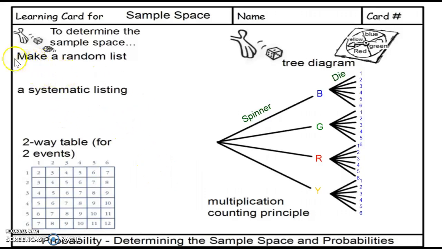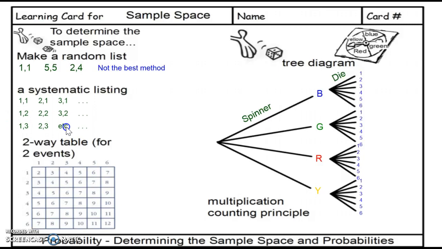So one way that you could do this is you could just make a random list. So let's say we were rolling 2 dice. I'm going to focus on that, and we were looking at the sum of those 2 dice. Well, we could just start making a random list. You could roll a 1 and a 1, a 5 and a 5, or a 2 and a 4, and so on and so forth. But this is probably not the best method to use. There's a number of different outcomes that we have, and we might miss one if we don't have some kind of systematic listing.